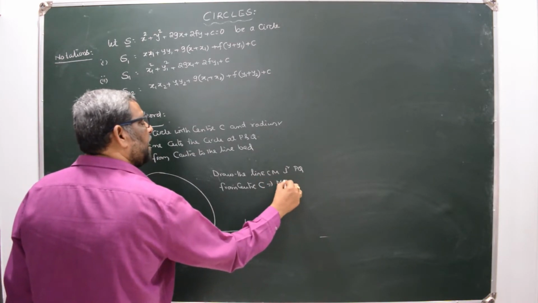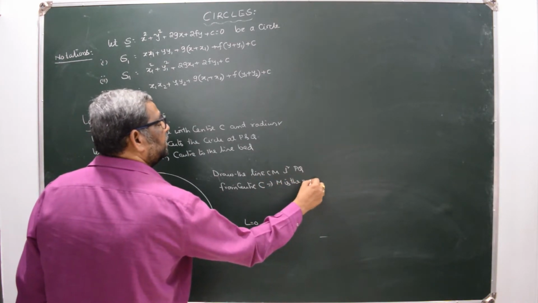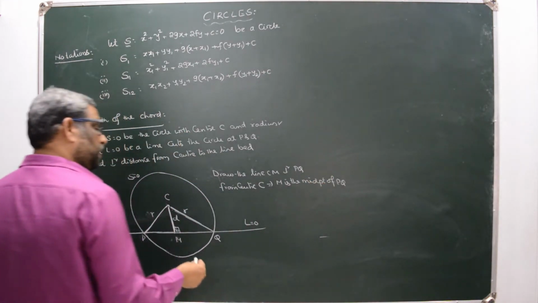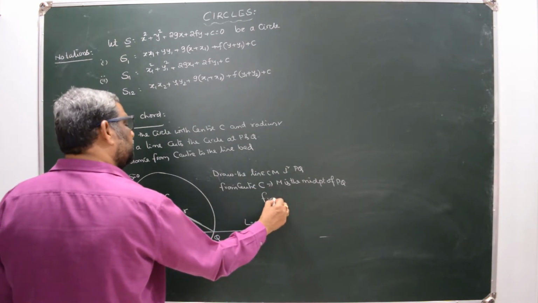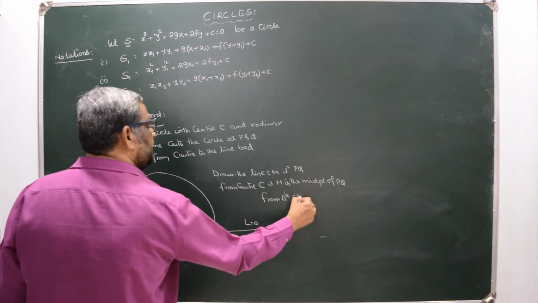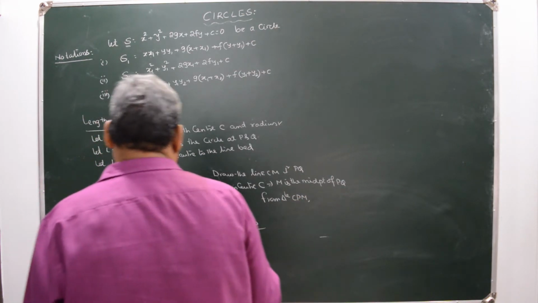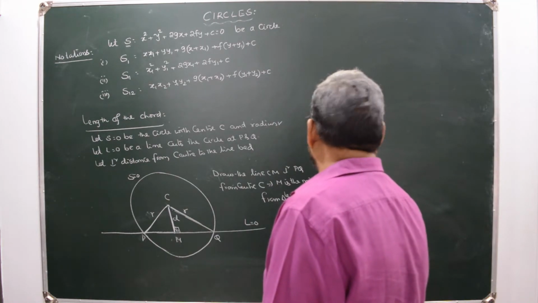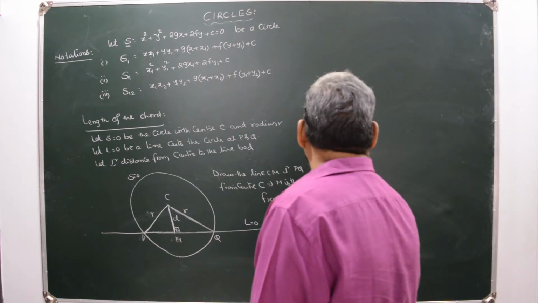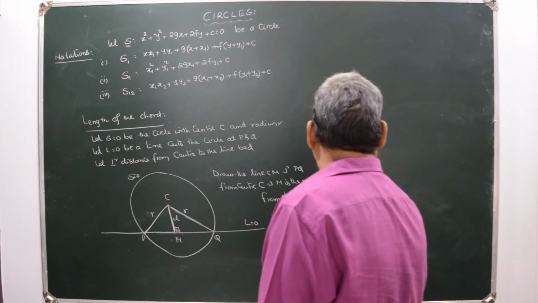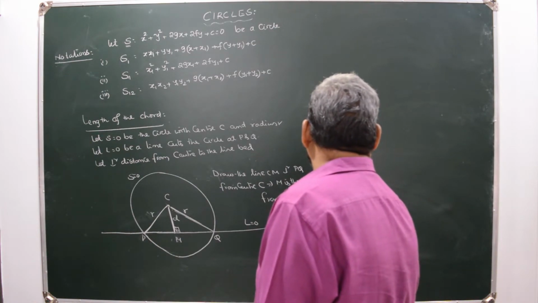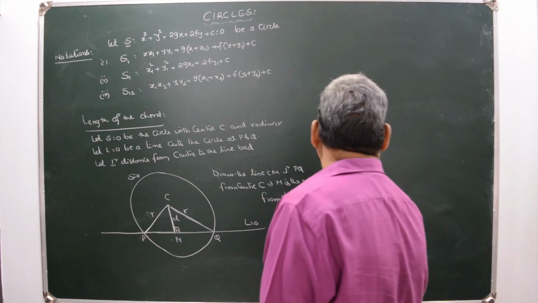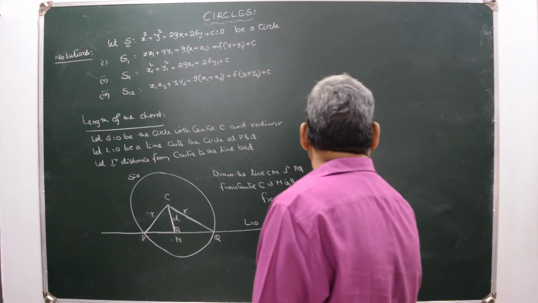This implies M is the midpoint of PQ. From triangle CPM, PM square is equal to CP square minus CM square. So PM is equal to the square root of R square minus D square, where CP is the radius R and CM is the perpendicular distance D.